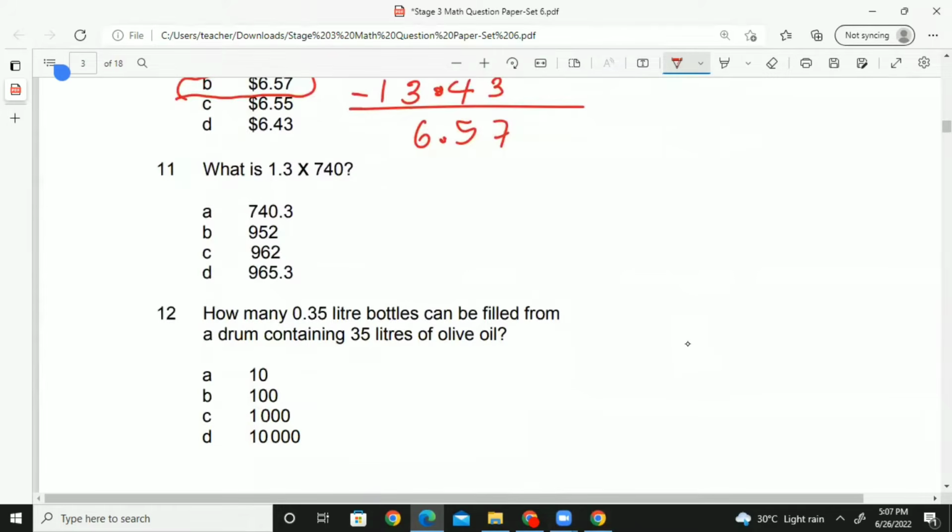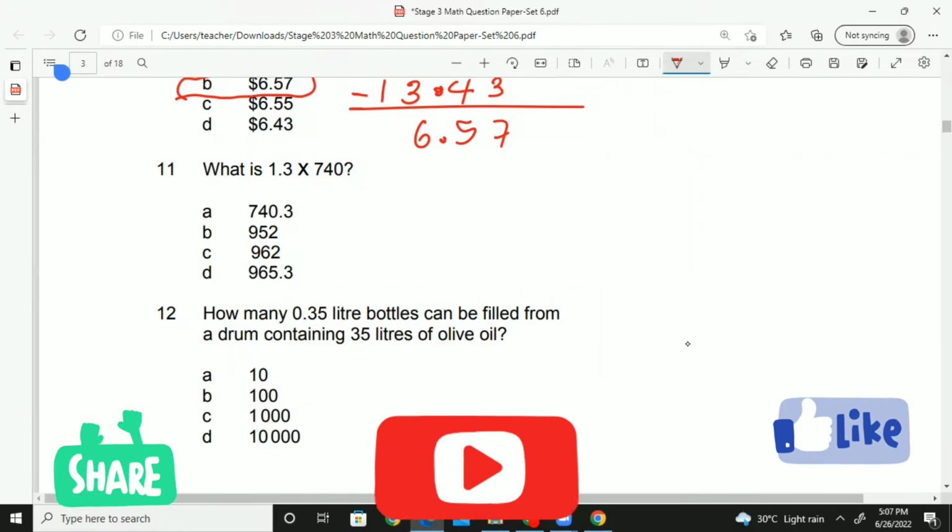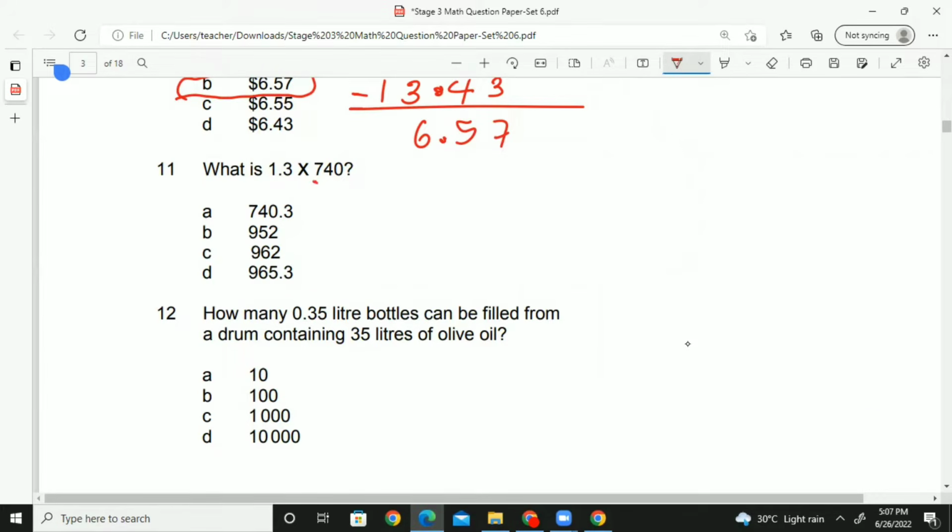The next question though, what is 1.3 times 740? Definitely there are some answers here that we know can't be. But you're going to have to work this out to get your math, because they're testing to see if you can work it out.